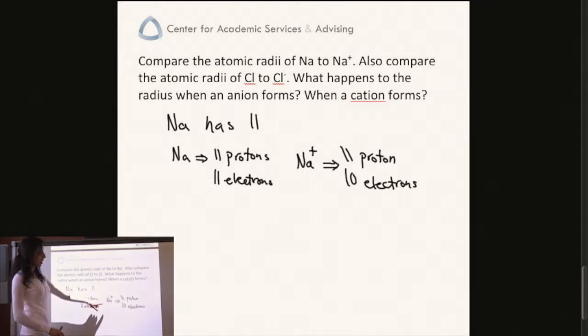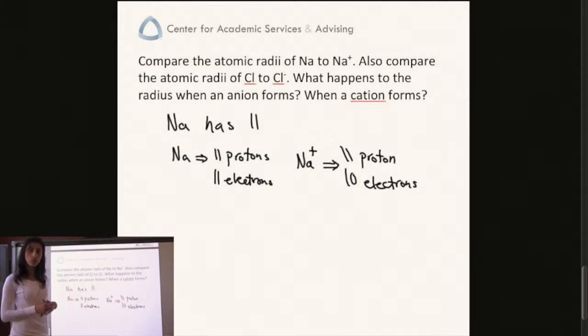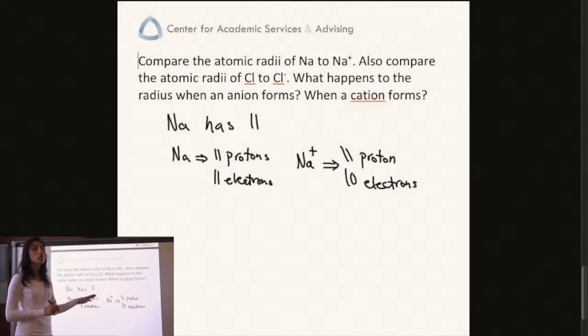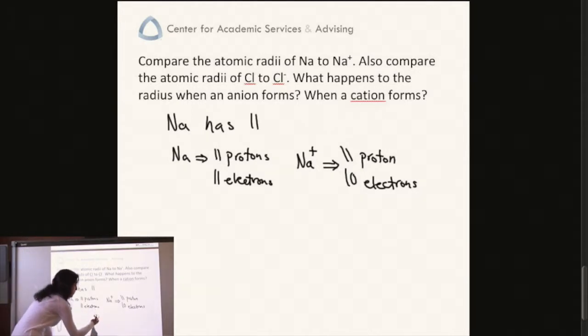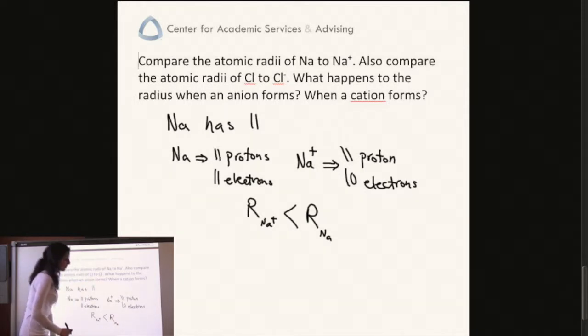So in the case of sodium ion, we now have fewer electrons for the same number of protons. So what happens is that the effective nuclear charge increases because now we have the same number of protons attracting fewer electrons. So by the increase in the effective nuclear charge, the electrons are going to get closer to the nucleus and thus reducing the radius. So we determined that the radius of the sodium ion is smaller than the radius of the sodium atom.